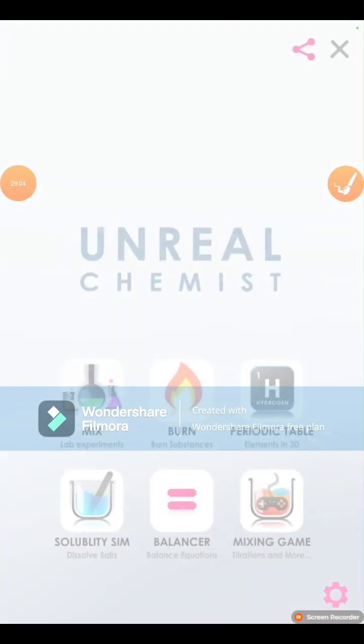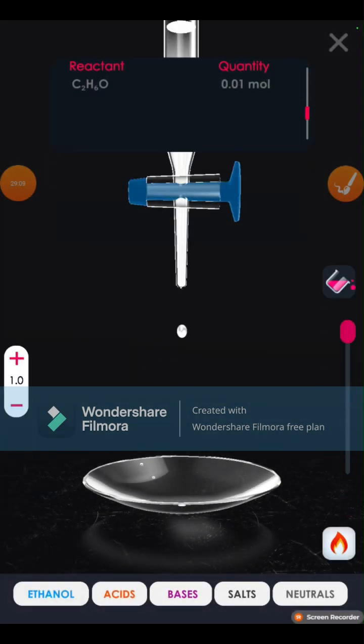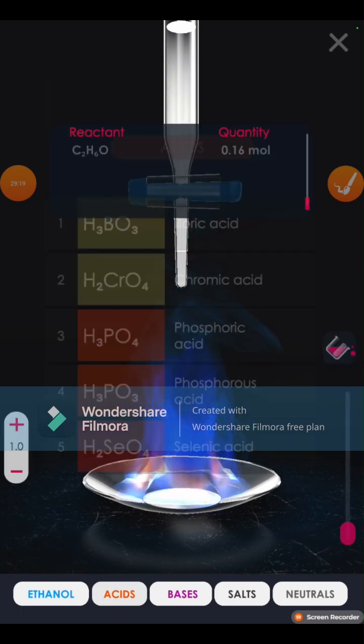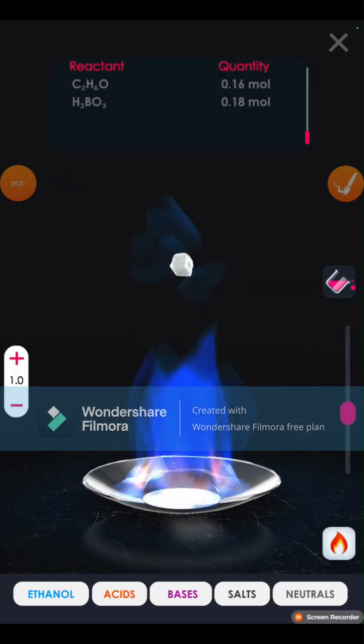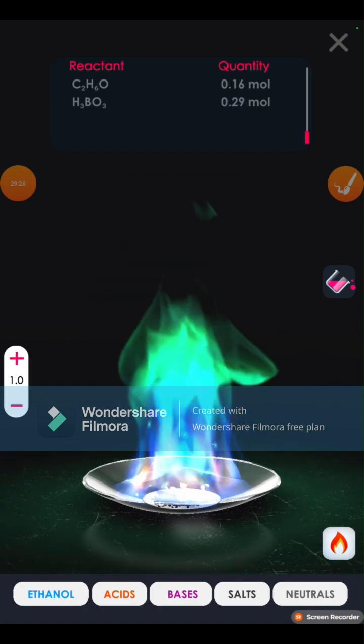Let's take a break from this and change the color of the fire. I don't know how this white is color. Now let's add the boric acid also, and put it in the fire. As you can see, it's blue in color. Now let's add boric acid over here. As you can see, the color has changed to green.